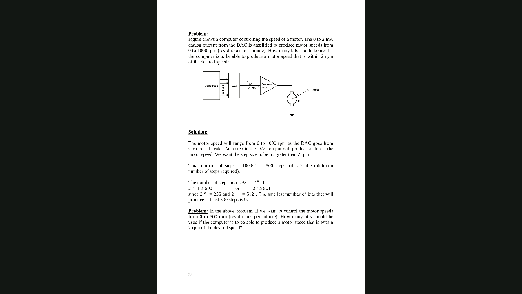So we are still discussing the digital to analog converter. This example shows a complete system. It is a computer controlling the speed of the motor. We have the computer on the far left-hand side, and it is controlling the speed of this motor.